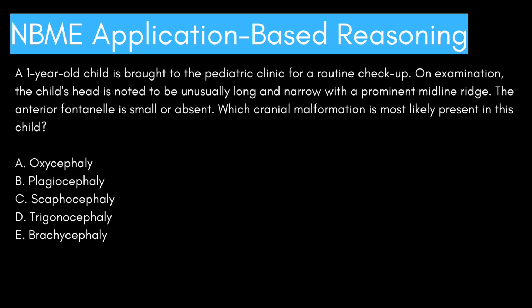A 1-year-old child is brought to the pediatric clinic for a routine checkup. On examination, the child's head is noted to be unusually long and narrow, with a prominent midline ridge. The anterior fontanelle is small or absent. Which cranial malformation is most likely present in this child?